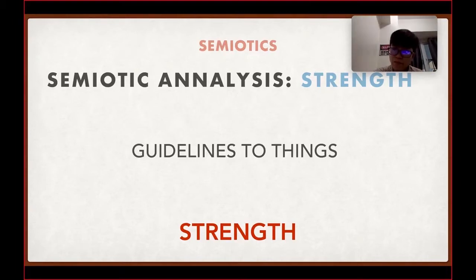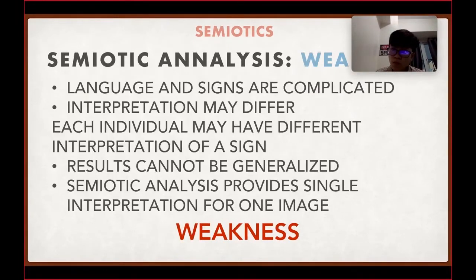Next, the weakness of semiotics is that language and science are complicated, especially culturally, because since language is complicated, we have different connotations with words and with languages. Like for example, what JP said, "she's my baby." It can be a very modest thing, like a father to a daughter, or it can be a flirtatious thing. So interpretation may differ. Results cannot be generalized because semiotics is subjective. We each have our own interpretation of things, even of sounds or of colors. Alright, so this is the last slide for strengths and weaknesses.